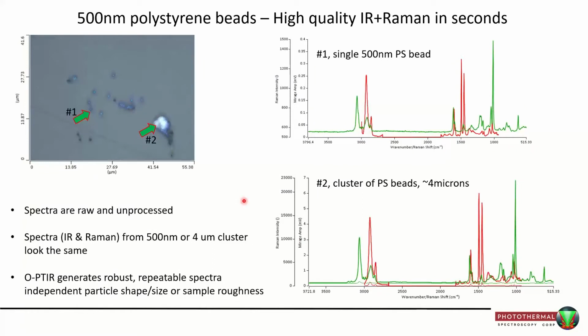Flicking back to microplastics for a second, of course, a very hot topic. This was a pretty impressive proof measurement. We took a few 500 nanometer beads, and you can see them on calcium fluoride here, with spectra collected in seconds, simultaneously. You can see O-PTIR measurements in red, and the green measurements are the Raman measurements. But the important point I wanted to really stress is that whether you're measuring from a half a micron particle or a cluster of polystyrene beads measuring about 4 microns, the spectra don't change. So O-PTIR spectra are robust, they're repeatable, and they're independent of particle shape and size or otherwise sample morphology.